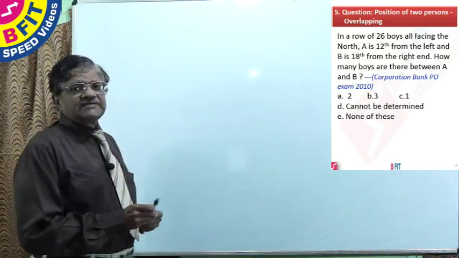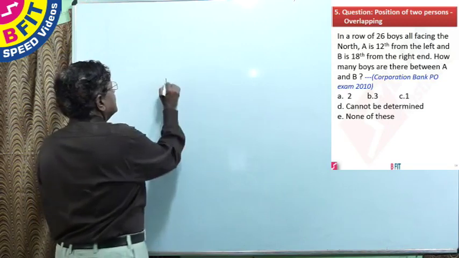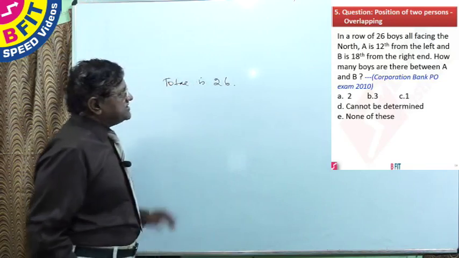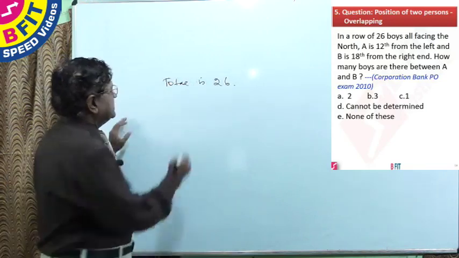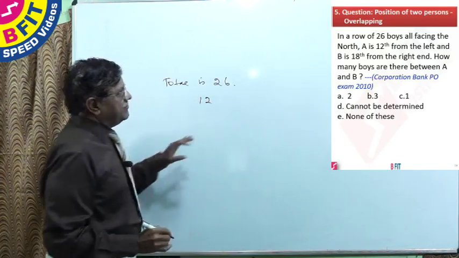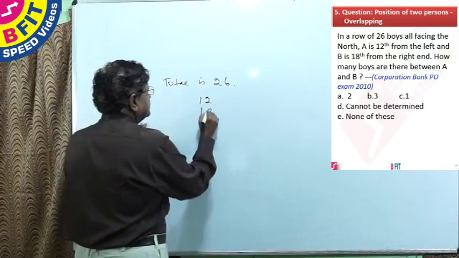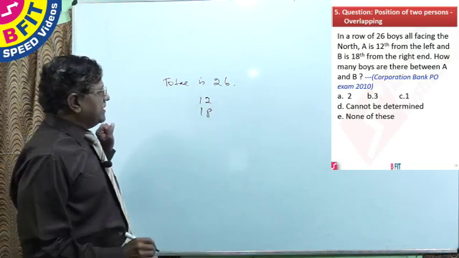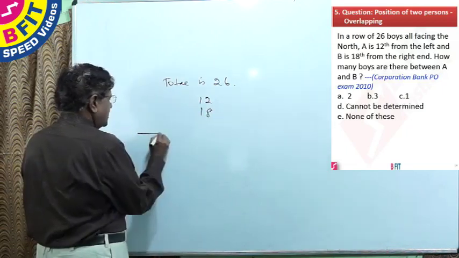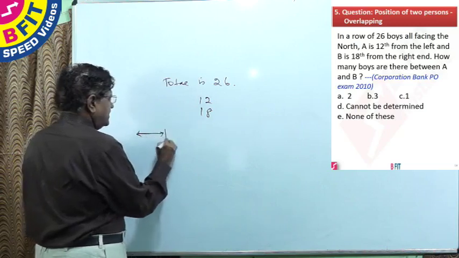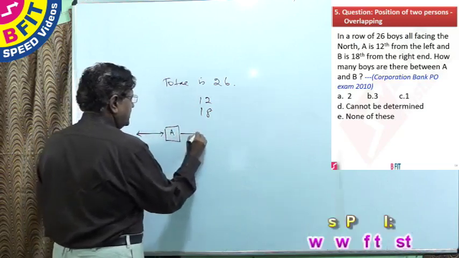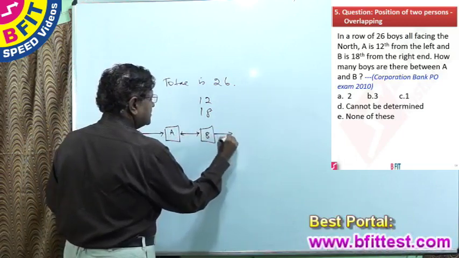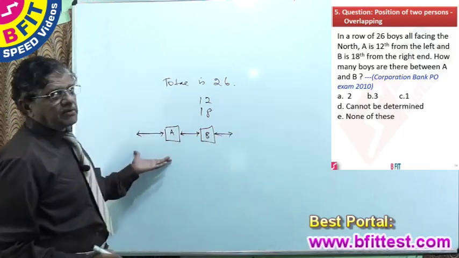The total number of boys is given as 26. But position A is 12th from the left and B is 18th from the right. Normally, how do we draw a picture? We draw a picture like this. This is the normal form. A, there are some persons between A and B, and there are some persons after B. This is the normal model.